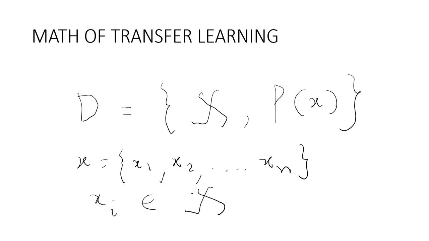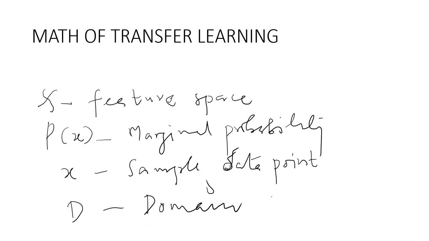This is the math of transfer learning. The domain D is equal to psi, P of X. Here X is equal to X1, X2, Xn, and Xi is an element of psi. You may be familiar with this symbol, element of. So what is D here? D is the domain, and psi is the feature space. P of X is the marginal probability. X is the sample data point.